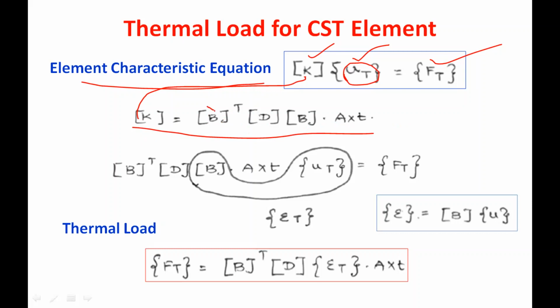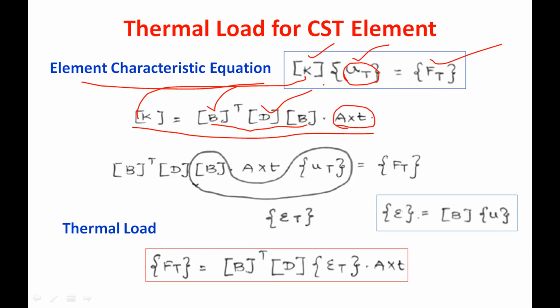Here what is the B matrix? It is the gradient matrix or strain displacement relationship matrix. Based on the coordinates of the CST element we can get this B matrix. So, geometrical matrix. D matrix is the constitutive matrix or elasticity matrix or stress strain relationship matrix or material property matrix. So we know how to evaluate this B matrix and D matrix for a CST element. Already we have solved problems. Now B transpose D, B and AT. AT is nothing but the volume of the CST element.